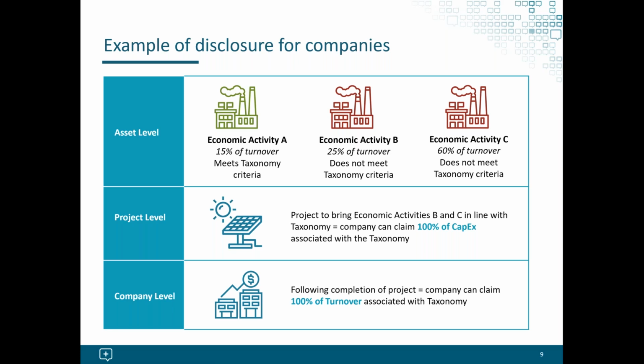However, if the company then sets a project to bring economic activities B and C in line with the taxonomy, the company can then claim that 100% of its CapEx or capital expenditure at a project level is associated with the taxonomy. Following that project's completion, the company can then state that at a company level, 100% of its turnover is taxonomy compliant. So essentially, this will demonstrate clearly which companies have a higher proportion of investment in sustainable activities and those that don't. And the significance of this is that it will create more transparency within sustainable finance and also encourage investment into sustainable economic activities.